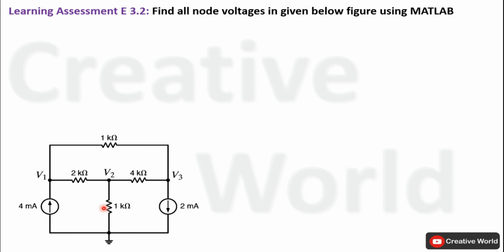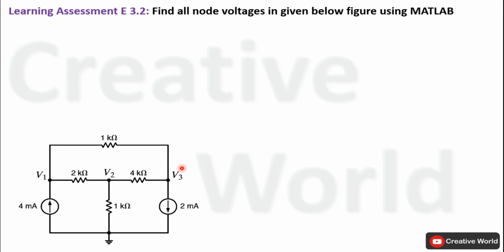This is the circuit diagram of the given problem. Inside this network, we have to find all these node voltages, which are labeled as V1, V2 and V3, using MATLAB. So without wasting time, let's proceed towards the solution. First of all, we will simplify this network to find all node equations. If we succeed in finding all node equations of this particular network, we will place those equations inside MATLAB to get the node voltage values.